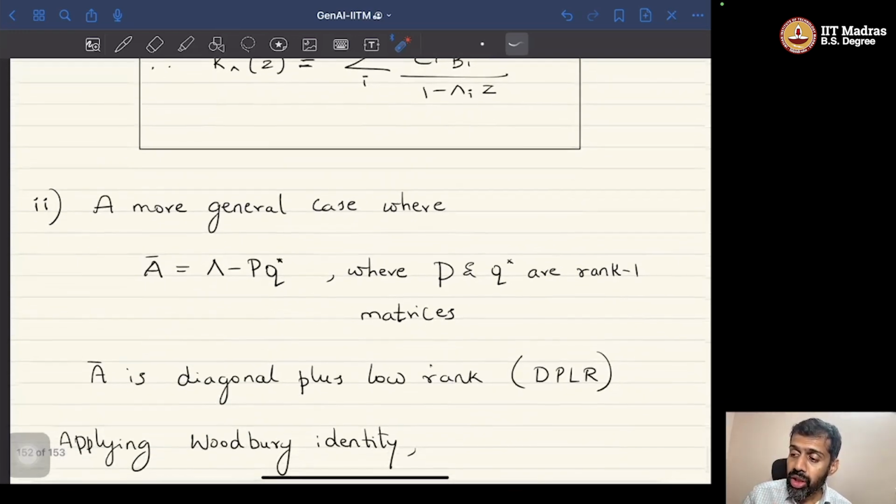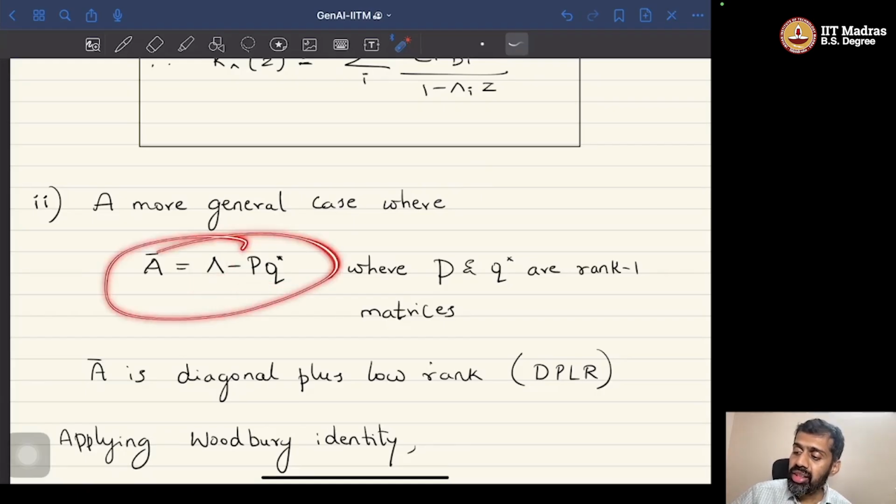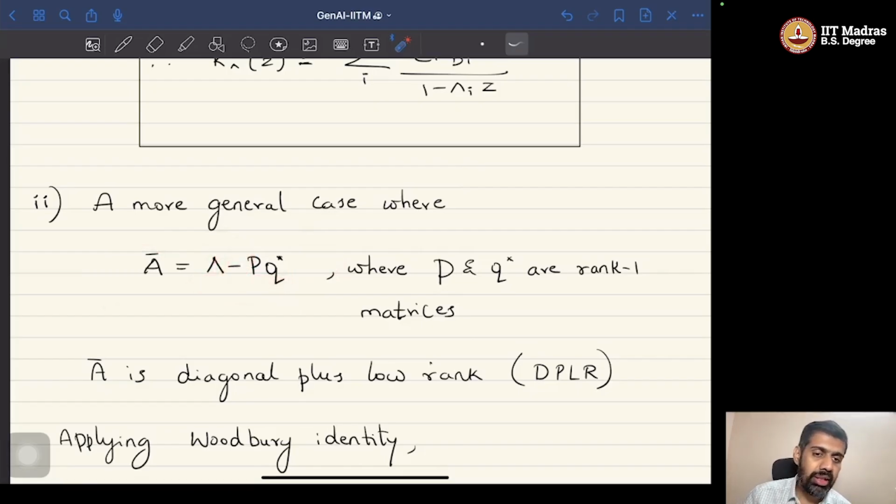Now, making A bar diagonal is too restrictive, right? So a more general case is when A bar is not diagonal, but is made the sum of a diagonal and a low rank matrix. This particular structure is called diagonal plus low rank. Of course, there is a minus here, since a negative sign can be seen as generalized addition. So this is called diagonal plus low rank, or DPLR in short.